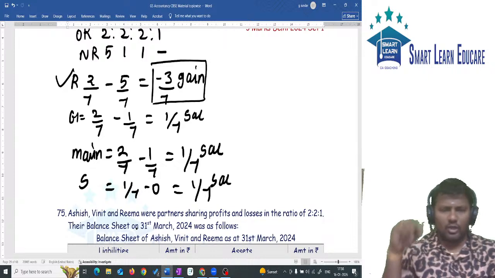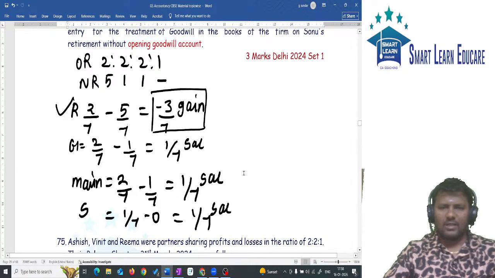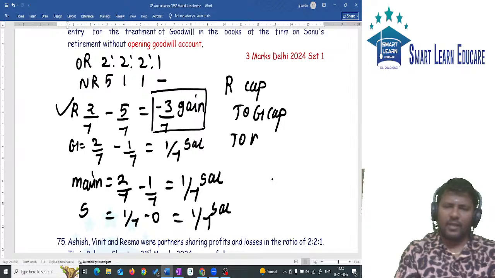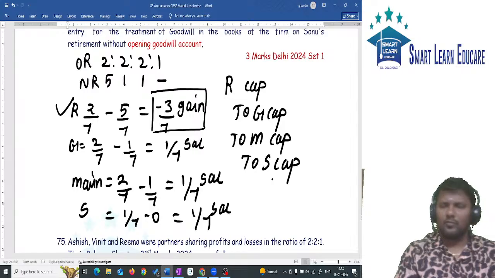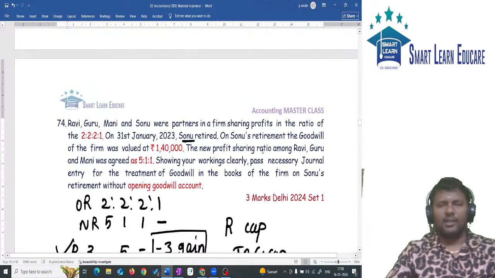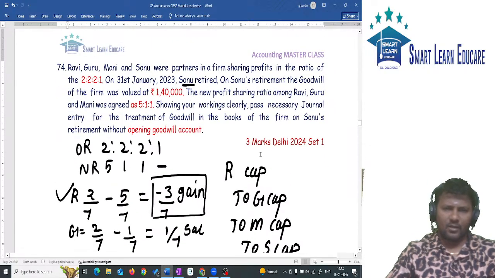Okay, if you add the sacrifice total, you should get the gain total. So what is the journal entry? It is the gaining partner's capital account debited to the sacrificing partners. It is R capital account debit to G capital account, to M capital account and to S capital account. R capital should be debited with how much amount?